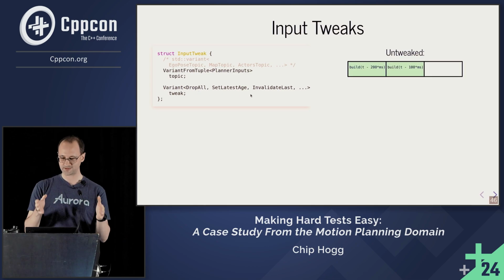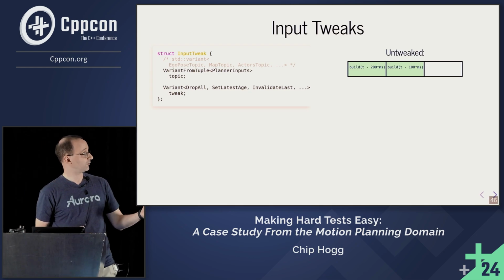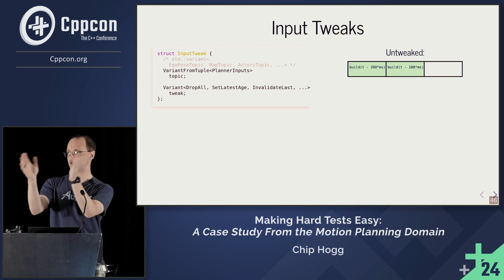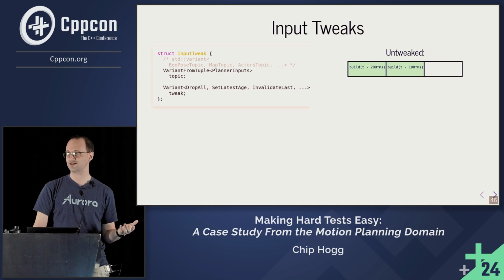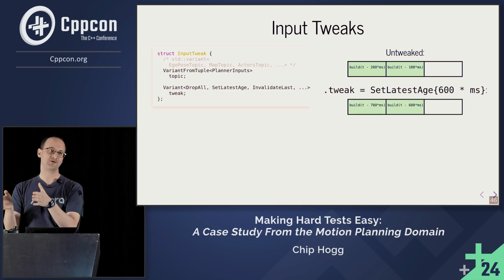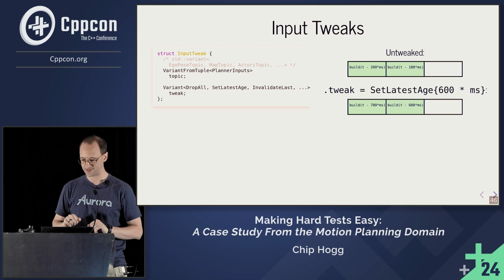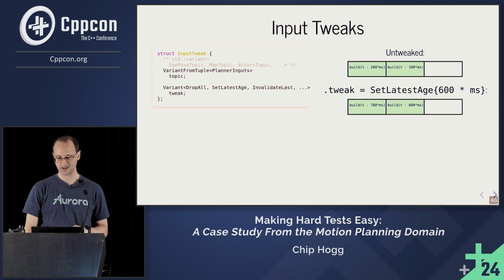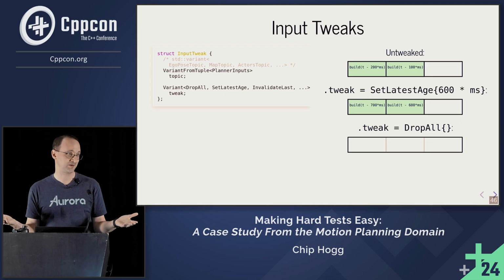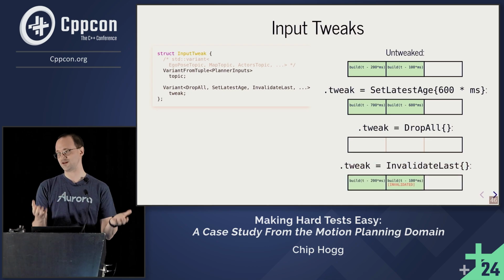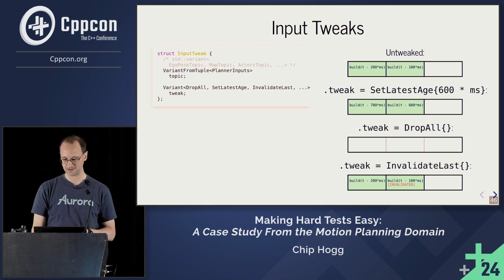So some examples here, what that looks like kind of pictorially. If we have some untweaked inputs here, we're going to build the message that's at t minus 200 milliseconds and then build the message that's at t minus 100. We can add a tweak to set the latest age to 600 milliseconds. And the implementation is just going to shift all messages in time, so we get 700 and 600 instead. If we do drop all, we just empty that vector of times, and we never even call the build function. And of course, if we invalidate last, the times stay the same, but then you take that last message and you transform it to be invalid.